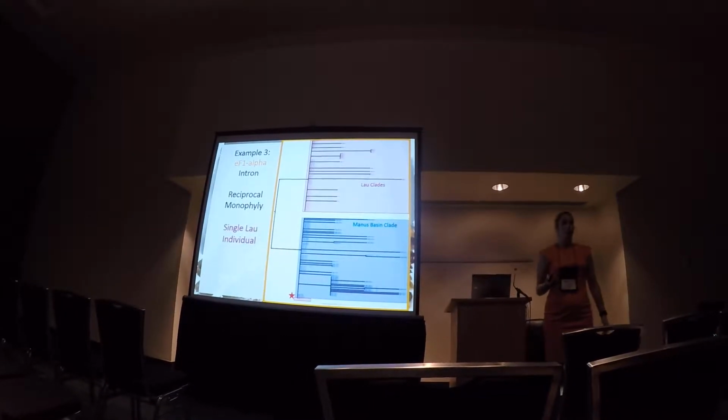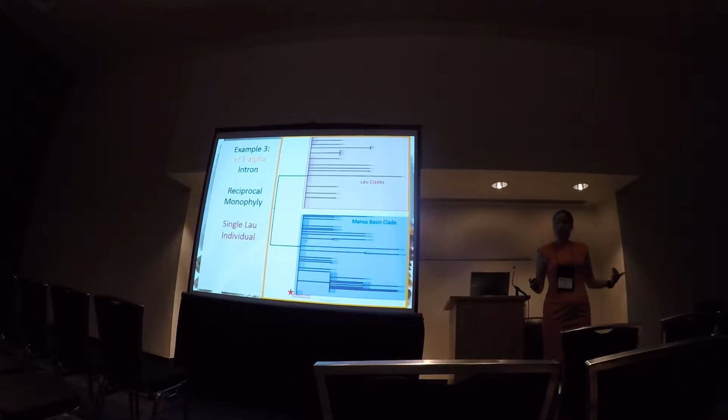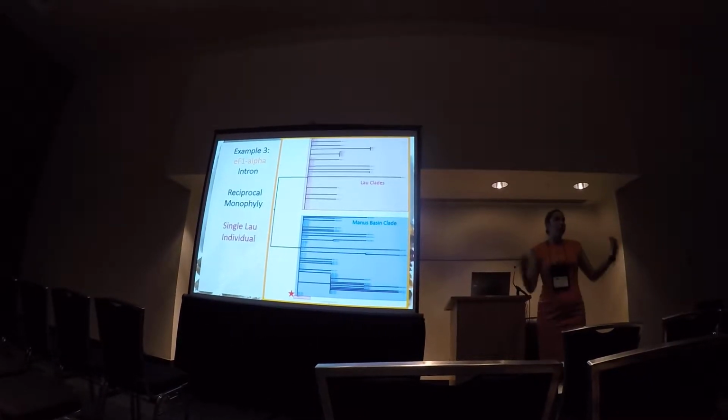So then what happens when we look at the third gene? We see near reciprocal monophyly with a single individual at the bottom who has one haplotype that clusters within the Manus basin. So this suggests that while they're highly divergent, there is some Manus to Lau gene flow. So what do we take from this? This is just one type of analysis. We can do another type.